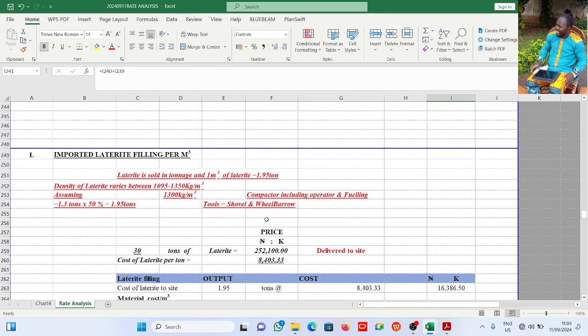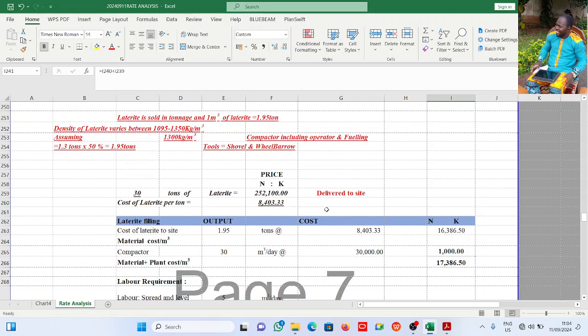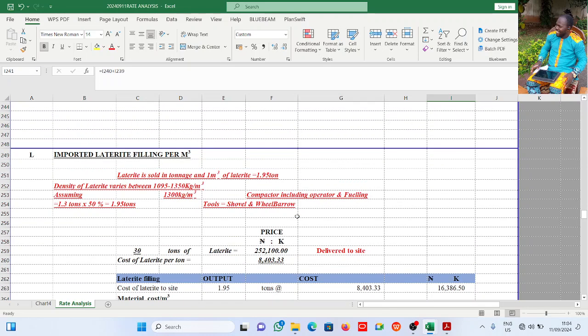Then imported laterite. This is taking much time. I was thinking it was going to be short. All right, for imported laterite, of course you have to hire the imported laterite filling. The density of laterite, of course, ranges from this to this.